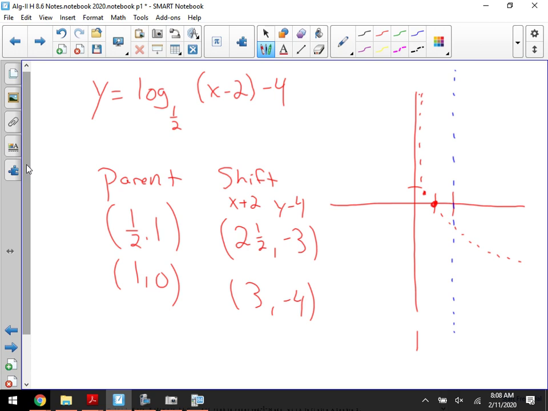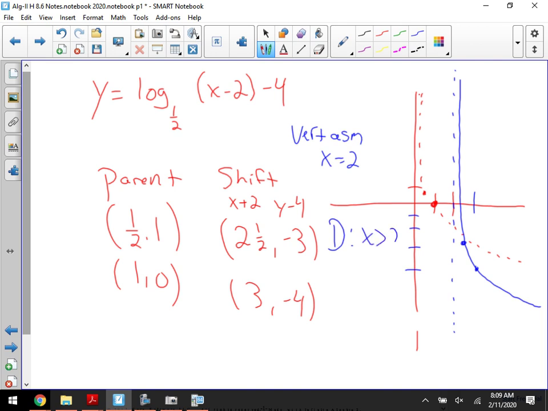So I'm at 2.5, -3, and then 3 and -4. Yes. So your vertical asymptote is at x equals 2. Your domain for logs is always x is greater than your asymptote from the shift. So domain, x is greater than 2.